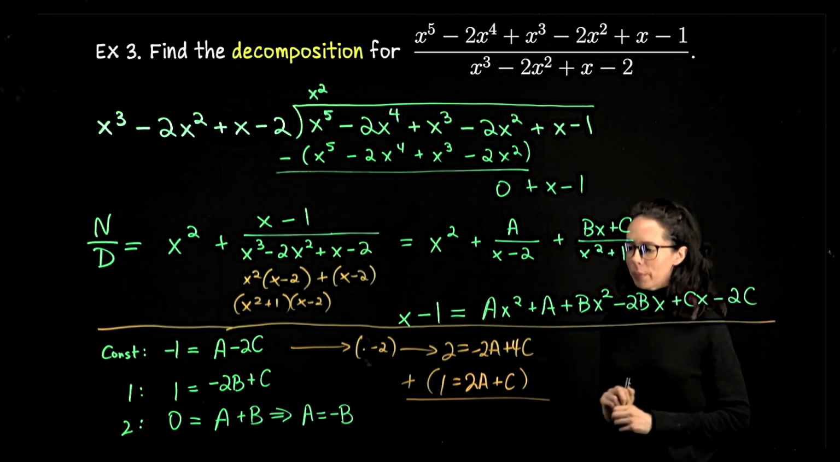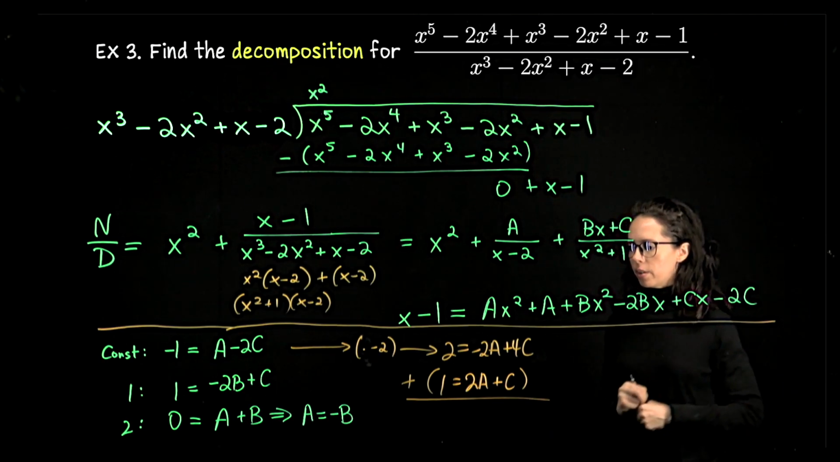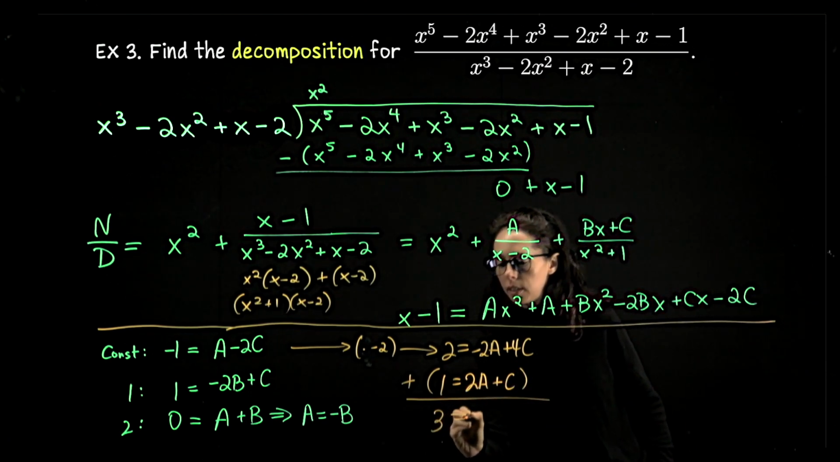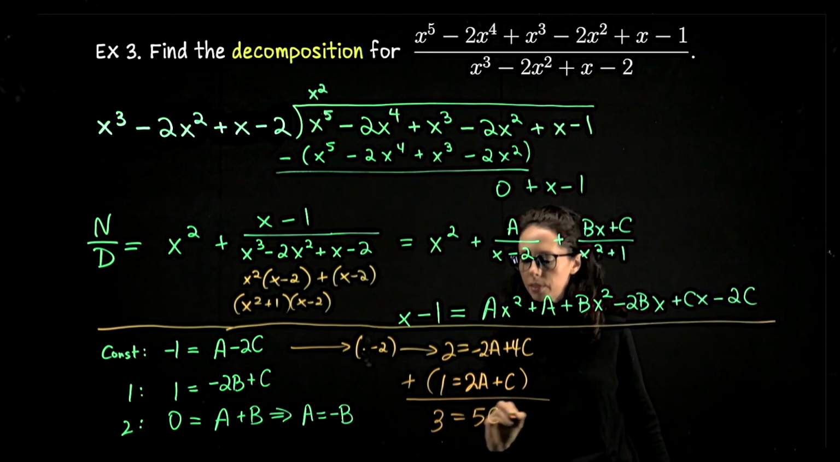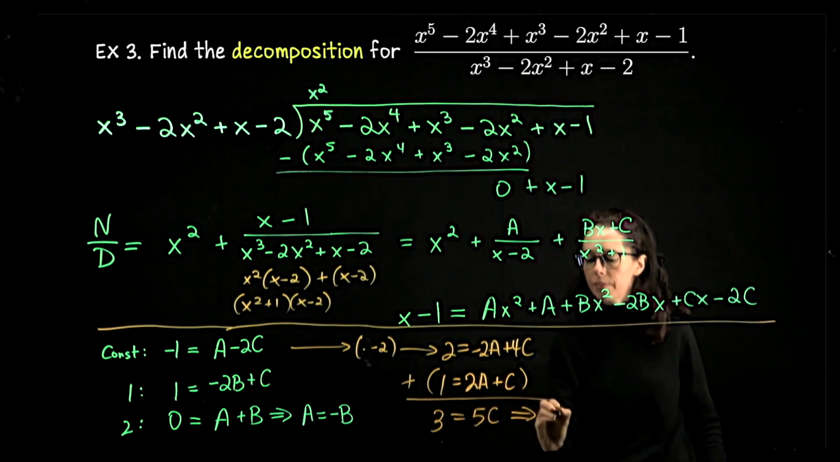Okay, picking up where we left off. If I add these two together now, I get 3 on the left. Negative 2a cancels with 2a, and 5c is the only thing left on the right, which tells me that c is 3/5.